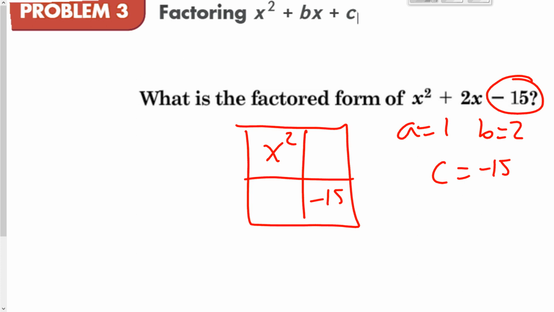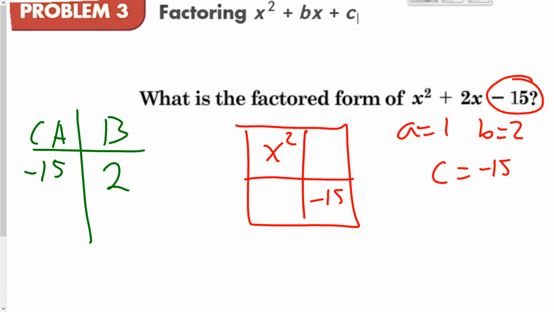Okay, here's where it's definitely a lot trickier, okay? So we can do our CAB, C times A. So 1 times negative 15. Negatives are very important, right? So it's a negative 15, and our B is positive 2. Okay, here, since this is negative, this is going to play a bigger role. It's going to change things a little bit from our other ones.